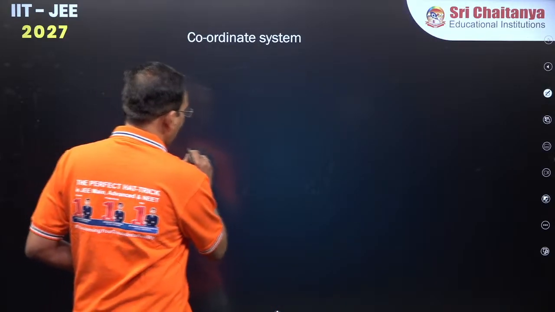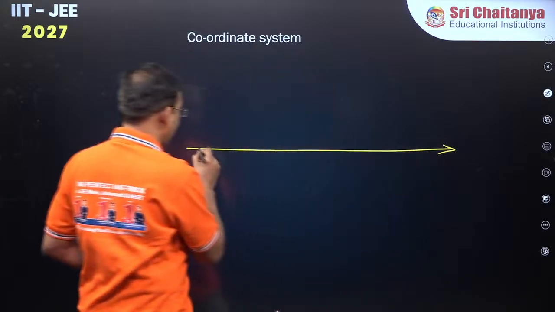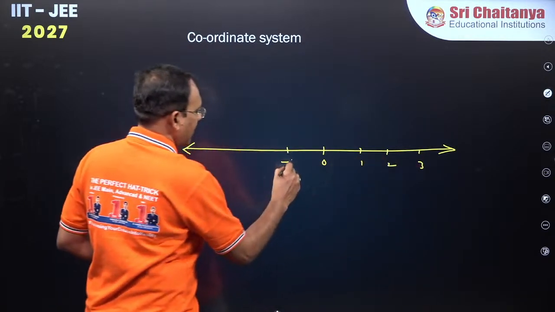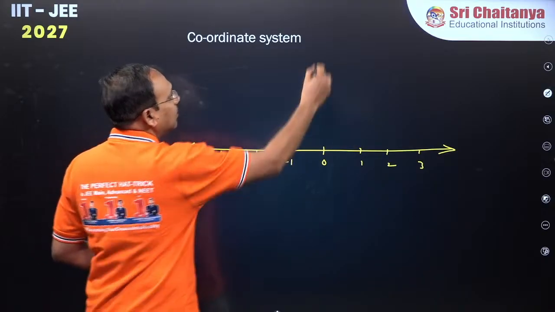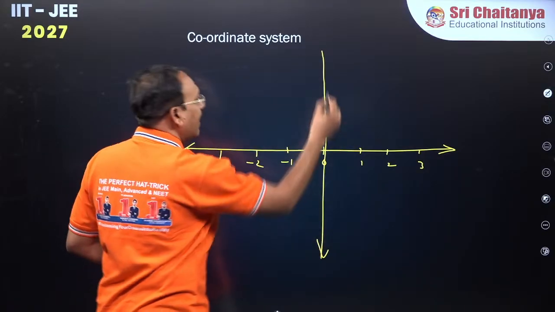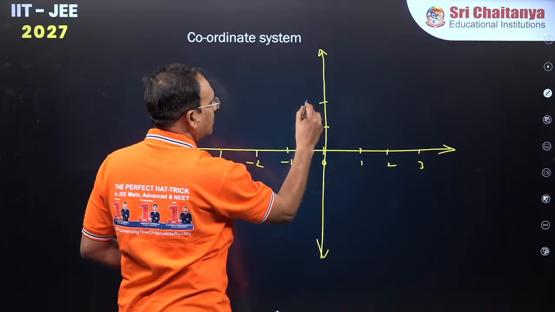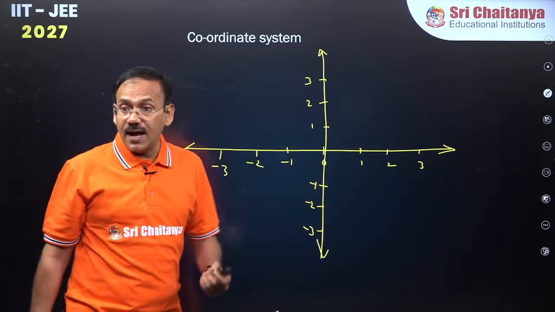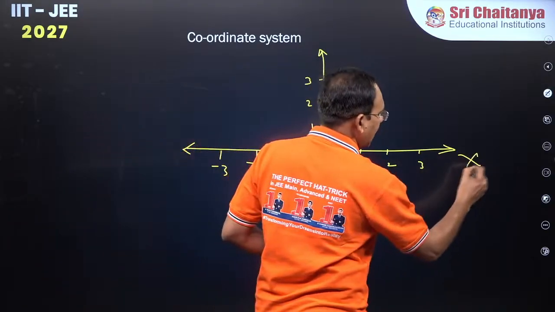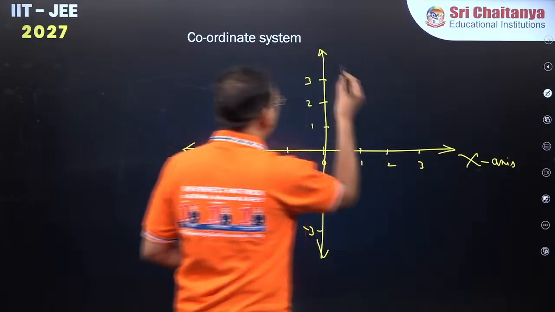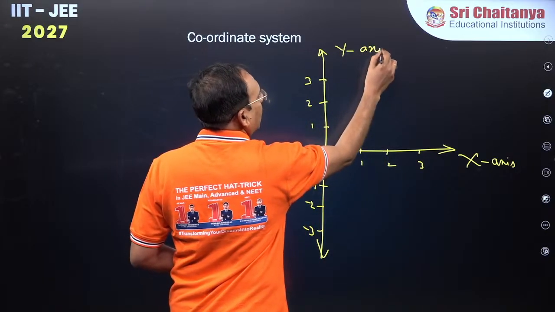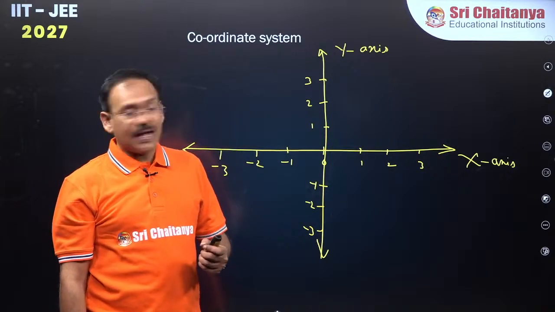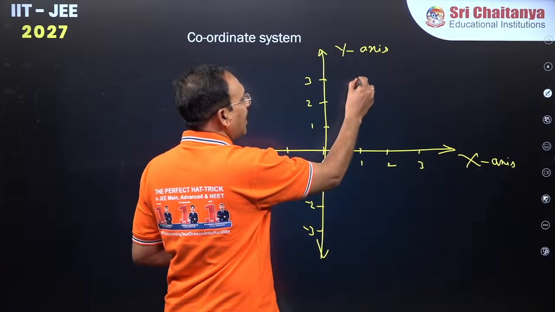First you take a horizontal number line, like 0, 1, 2, 3, and -1, -2, -3. You take a vertical line at 0, so let it be 1, 2, 3, -1, -2, -3. He named this horizontal line as the x-axis. You know it well, so I don't take much time for this because you are all aware of this. This is the y-axis.